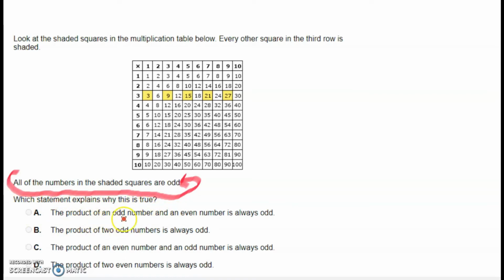The product of an odd number and an even number is always odd. That is not true. The product of two odd numbers is always odd. That is true. Same as 3 times 3, 9, and 3 times 1, 3. So that is true. The product of an even number and an odd number doesn't apply here. The product of two even numbers is always odd. So the correct answer is B.